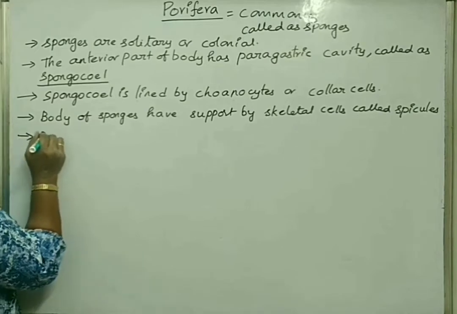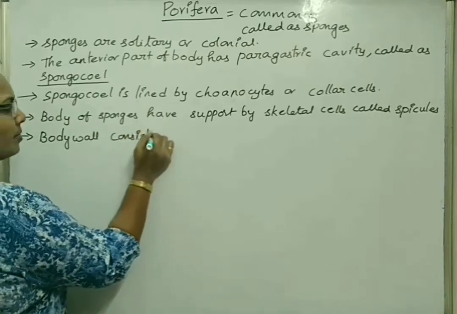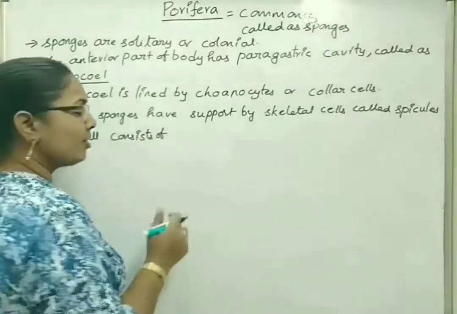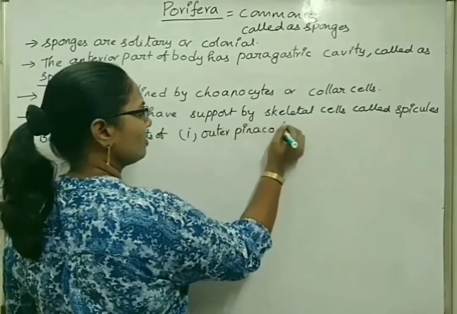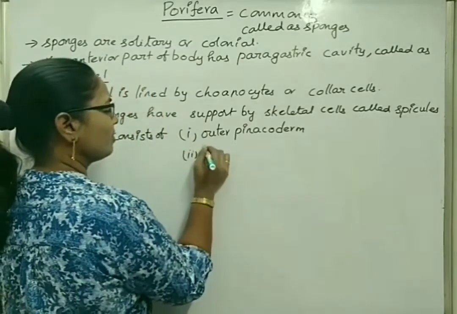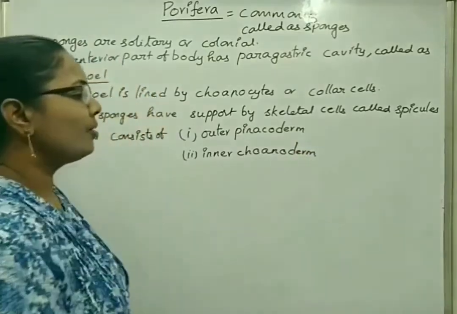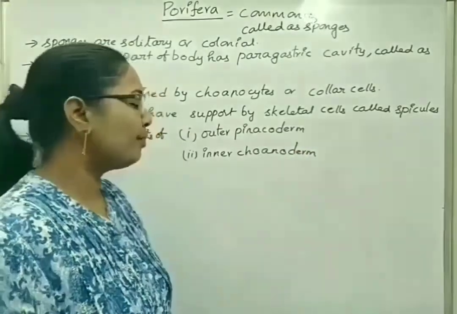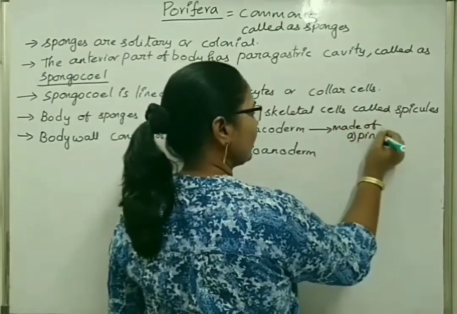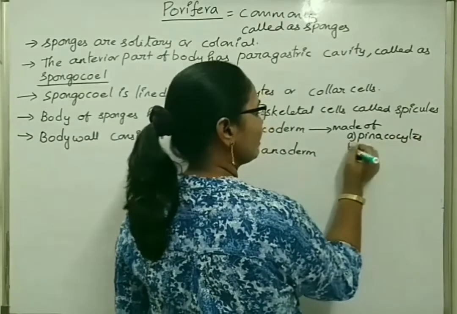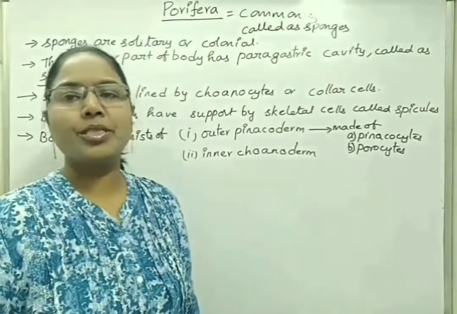Body wall consists of outer pinacoderm and inner choanoderm. Outer pinacoderm is made up of pinacocytes and porocytes. Pinacocytes are flat-shaped cells, porocytes are tube-shaped cells.